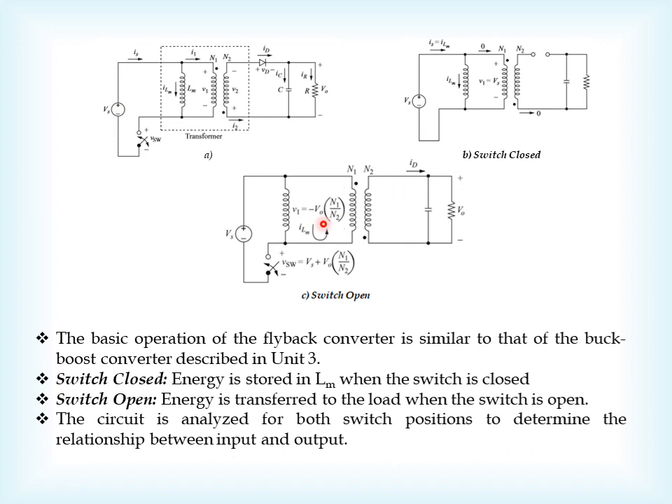Therefore, the primary voltage can be written in terms of the secondary voltage, which equals minus V0 into N1 upon N2, where the negative sign is there because we have used the opposite polarity of the dot convention. So what is the drop across the switch? The drop across the switch is all the voltage coming in series in this KVL loop. In other words, we can write VSW equals Vs, the supply voltage, plus V0 into N1 upon N2, using KVL in this branch.